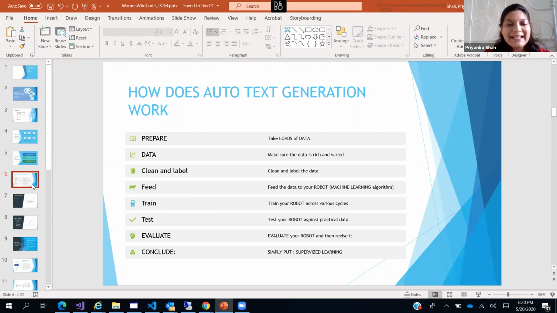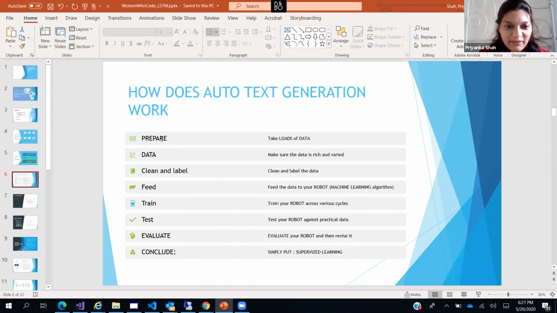We train the algorithm, we test it, we evaluate it by using it in some practical scenario, and then depending on whether the prediction is close to what we expect or not, we revise our algorithm and tune some parameters. So the final conclusion of all these steps is that we are using supervised learning. Simply put, you are supervising the learning of the algorithm, and then correcting it if it is trying to give unpredictable results.